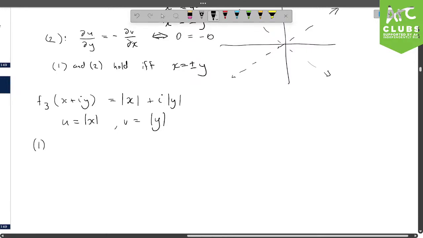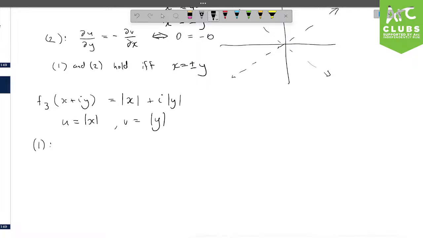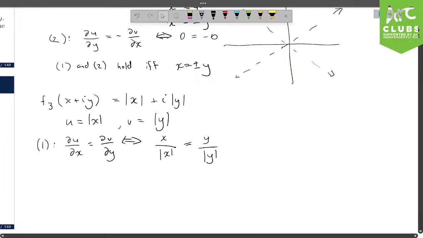Our first equation would be delta u over delta x equaling delta v over delta y, which is equivalent to, what's the derivative of the absolute value of x? It's the sign of x, so whether it's positive or negative, which you can express like this. And for v, the derivative of the absolute value of y with respect to y will be the same thing, y over absolute value of y, right?